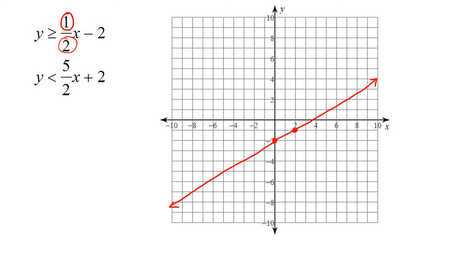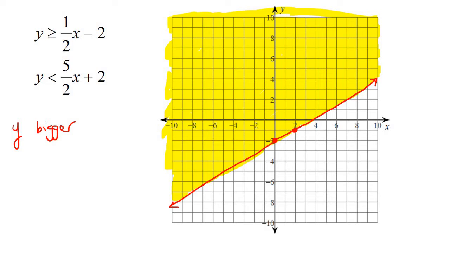Okay, so something like that. And then it says here that if you look at the crocodile, it is trying to eat the y. So the y is the bigger one. So when y is bigger, then you shade above. Okay, so we're going to shade above the red line. So everything above. So that's what that one would look like over there.